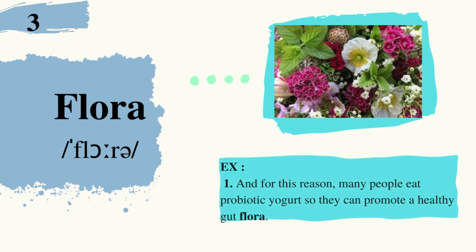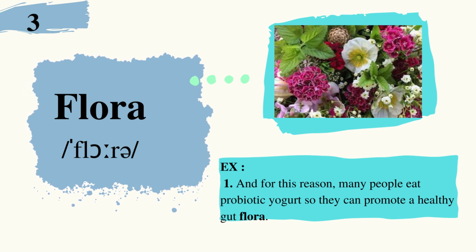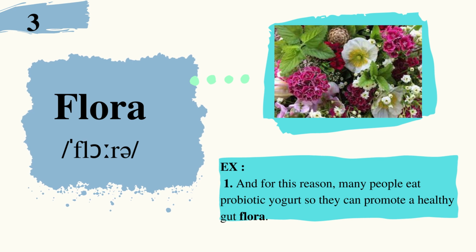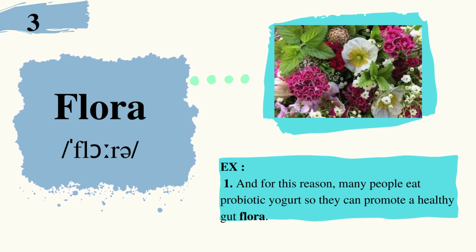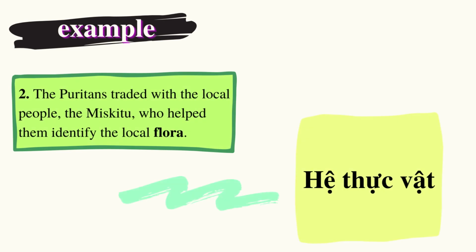3. Flora. Example. And for this reason, many people eat probiotic yogurt so they can promote a healthy gut flora. The Puritans traded with the local people, the Miskitu, who helped them identify the local flora.